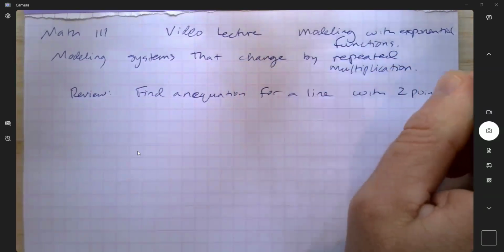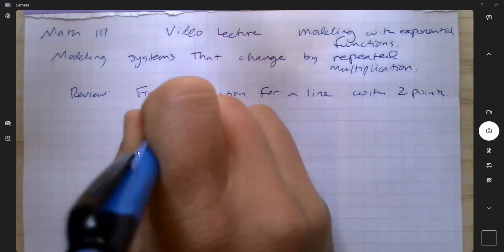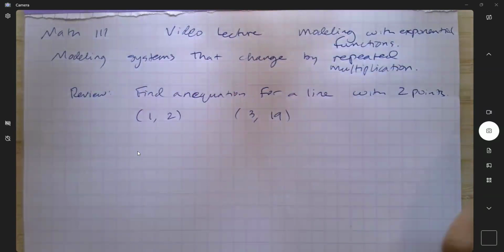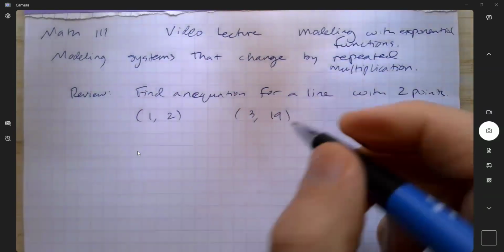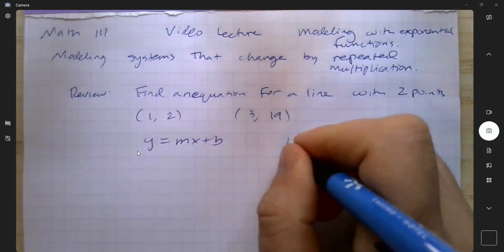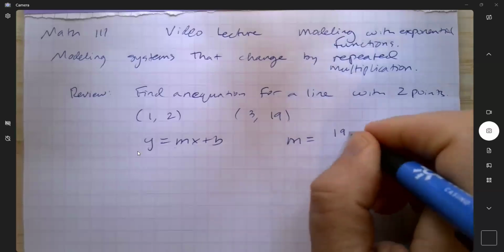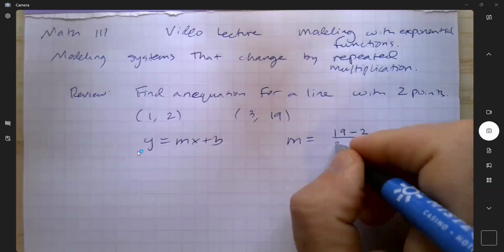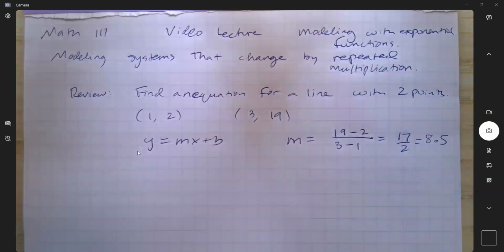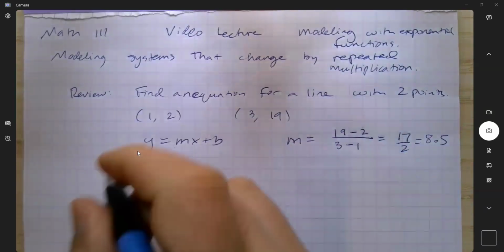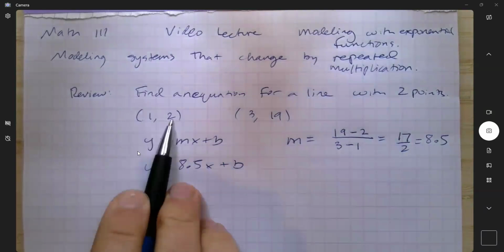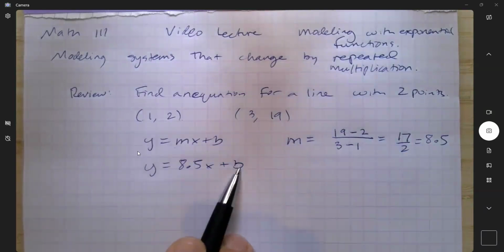with 2 points. All right, if I have the points (1, 2) and (3, 19), I can find the equation for a line that goes through these points because I need y equals mx plus b, so I need the slope, which is the change in outputs over the change in inputs, which is 17 over 2 or 8.5. And then I take that information and I update what I know. And then I use one additional point to help me get the missing letter.